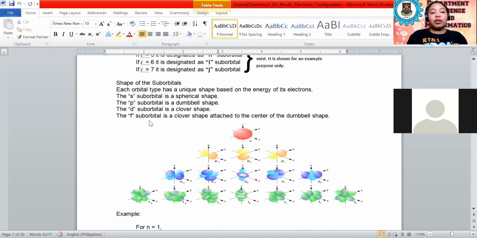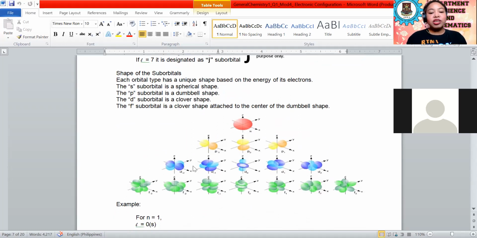So, there are shapes for these suborbitals. For S, it is a sphere. For P, it looks like a dumbbell. You can see different shapes of P in different orientations. And for D, it is two dumbbells that are fused.